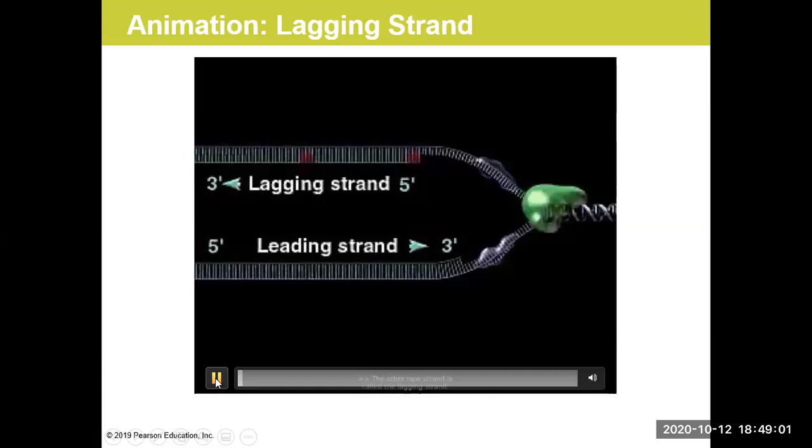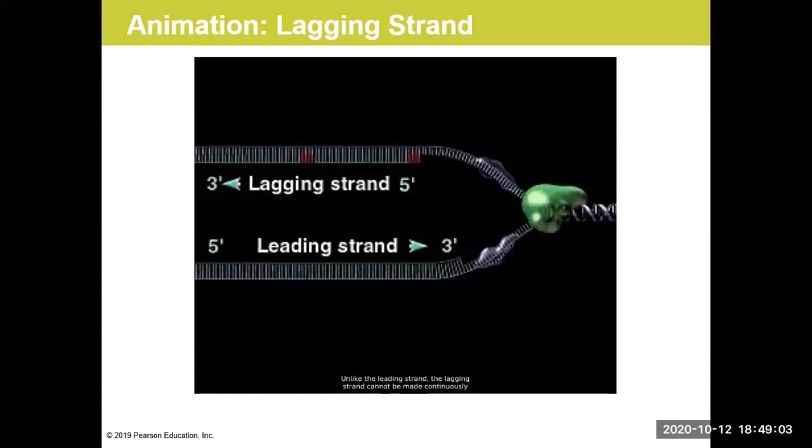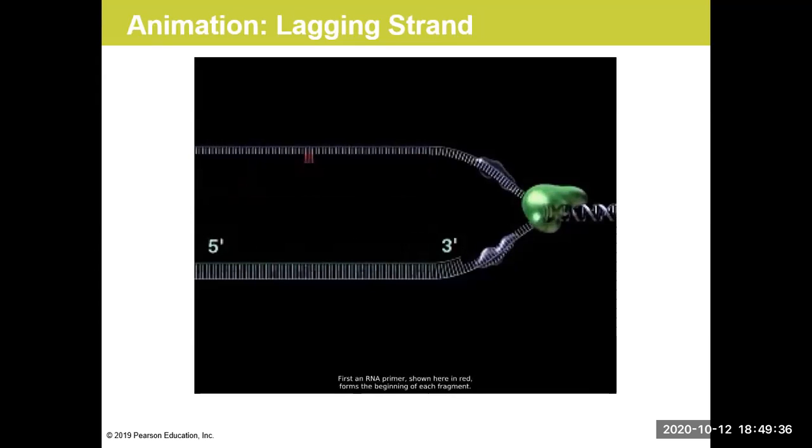The other new strand is called the lagging strand. Unlike the leading strand, the lagging strand cannot be made continuously because DNA polymerase can only add nucleotides at the 3' end. Instead, the lagging strand must be made of fragments that are linked together. Despite their names, the leading and lagging strands are actually made at the same time. For clarity, here we will just show the lagging strand being pieced together. We'll start with a brief overview primer, shown here in red, towards the beginning of each fragment.